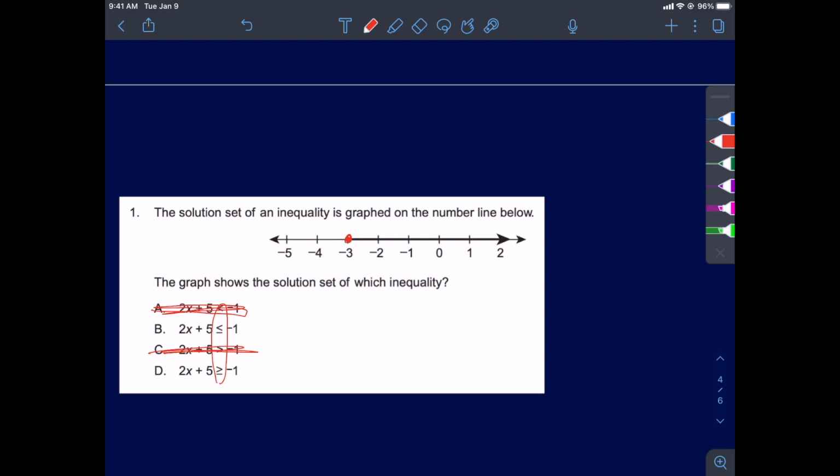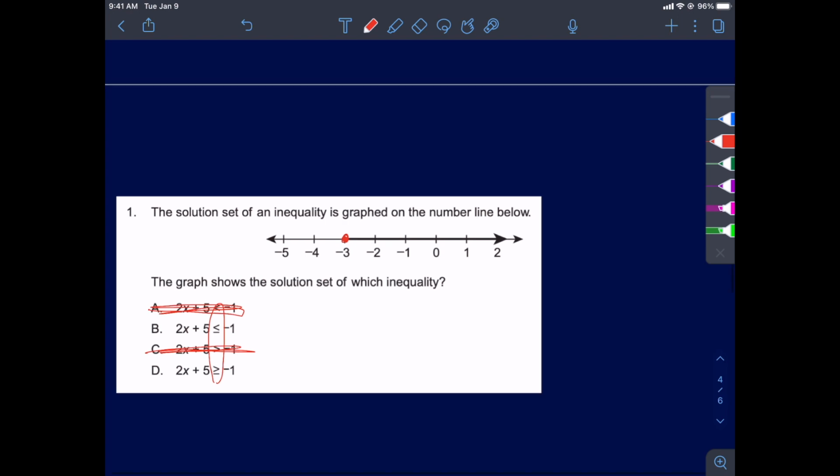Now, we could test a point to see which one it's going to work in, but let's go ahead and solve either one of these. I'm going to solve the 2x plus 5 less than or equal to negative 1. So I'll subtract 5 from both sides. 2x is less than or equal to negative 6, and we can divide by 2. x is less than or equal to negative 3.